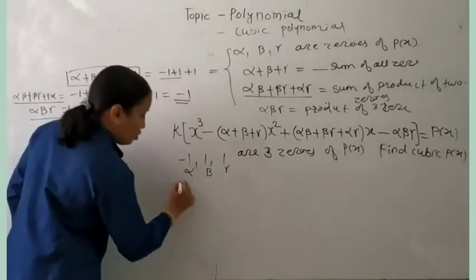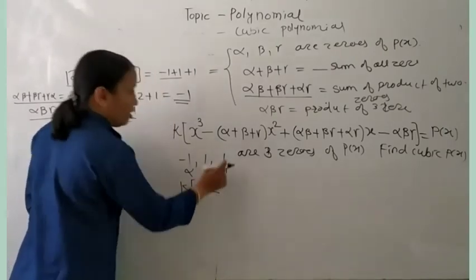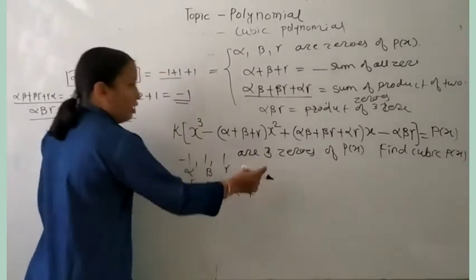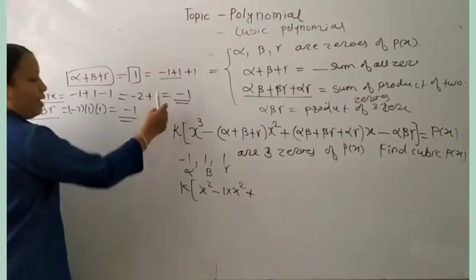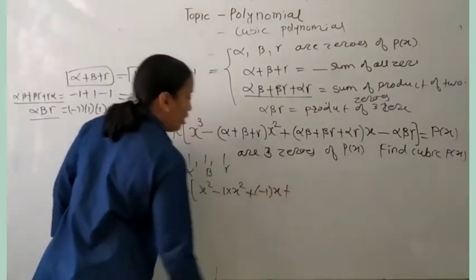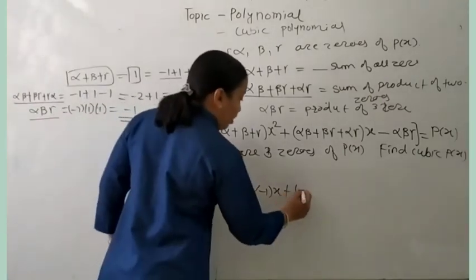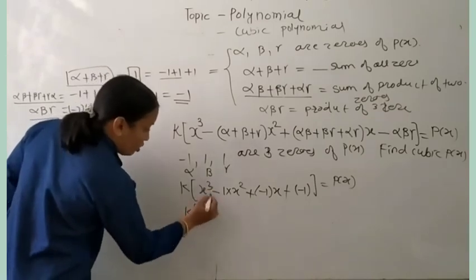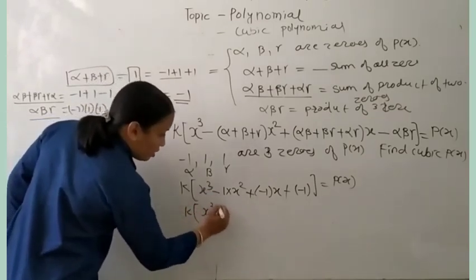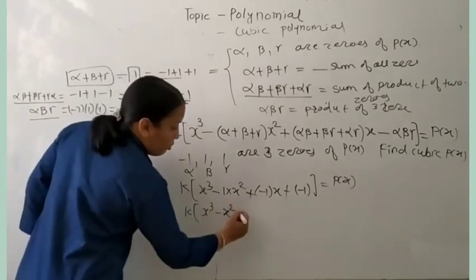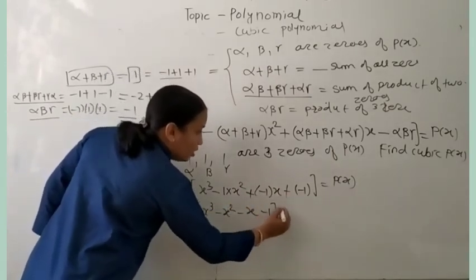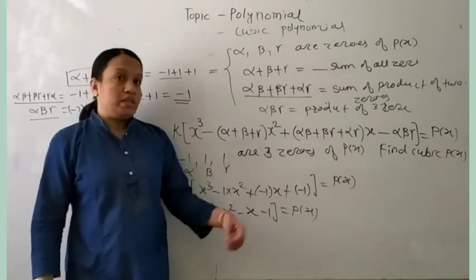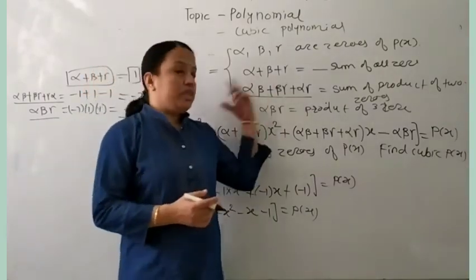Just put the values here. So k into x square minus alpha plus beta plus gamma is your 1, that is 1 into x square, plus sign alpha beta plus beta gamma plus gamma alpha, and that is your -1. So -1 into x plus alpha into beta into gamma is again -1, is equal to your P of x. Now k into x cube, this is minus x square, this is minus x, and this is -1. This is your P of x, your cubic polynomial. Now let us see some competency based question on this topic.